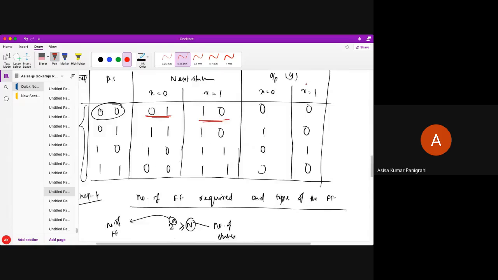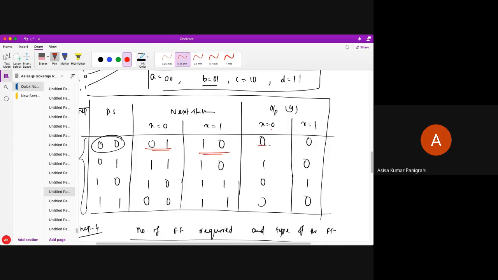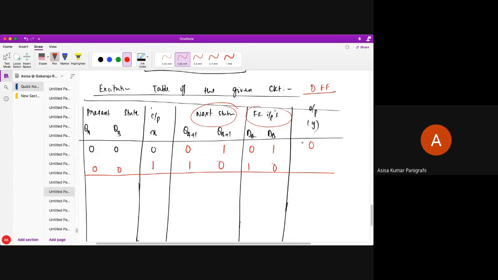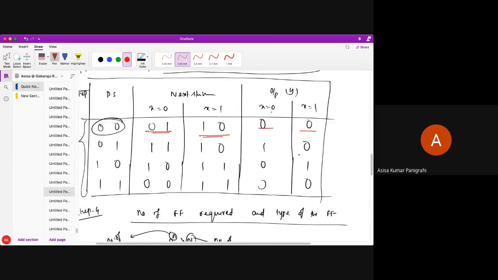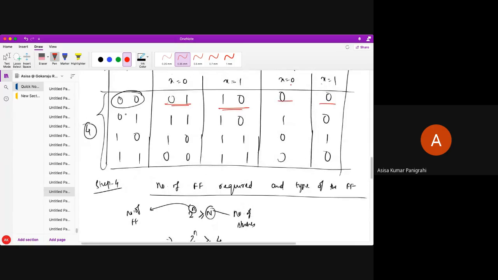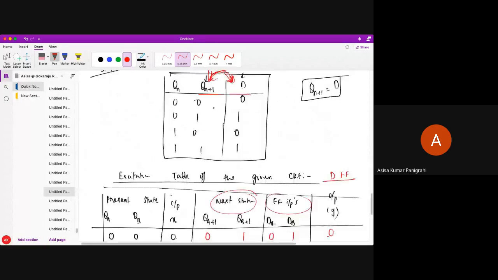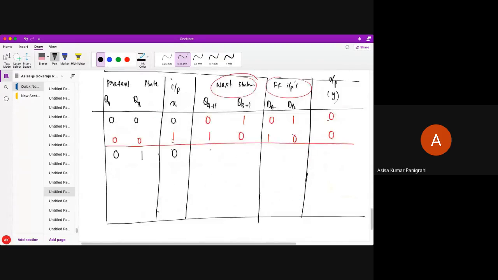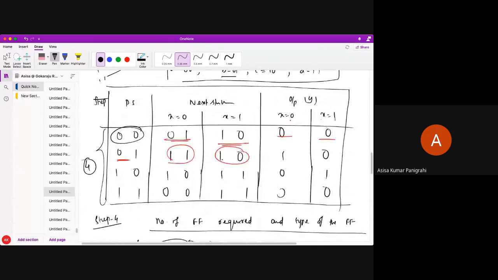Now what is my output? For input 0, output is 0; for input 1, output is also 0. Now which state am I at? 0 1. For input 0 it will be 1 1, for input 1 it is 1 0.